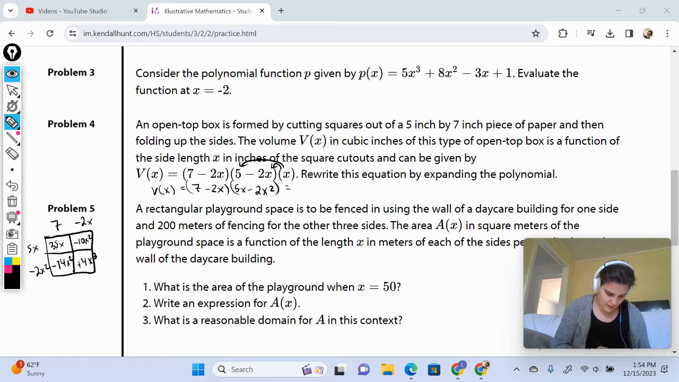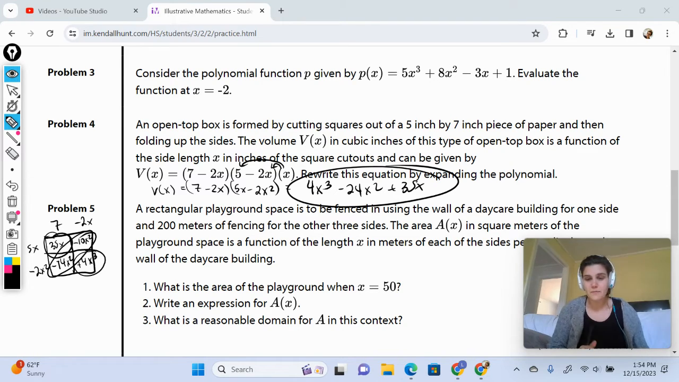We're going to add all these guys together. Our biggest term first, 4x cubed. Our negative terms, a negative plus a negative is more negative, is negative 24x squared. And then our last term, plus 35x. And we are done. So you can use distribution or you could use the box method.